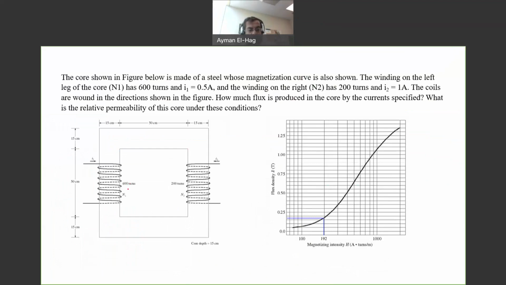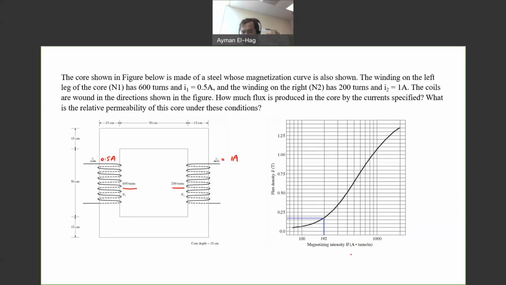We are given N1 of 600 turns, and the current I1 equal to 0.5 amps. We are given N2, which is 200 turns, and I2 is equal to 1 amp. We are given the dimension of the core material. There is no air gap here, but we are not given mu r. Instead, we are given the BH curve.